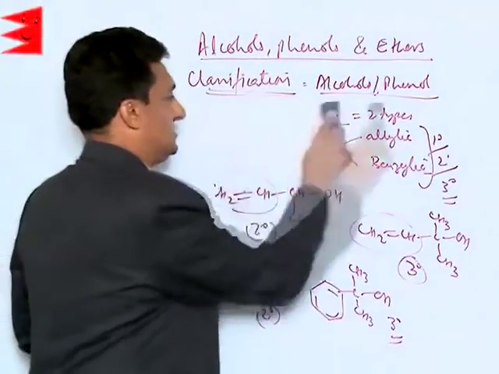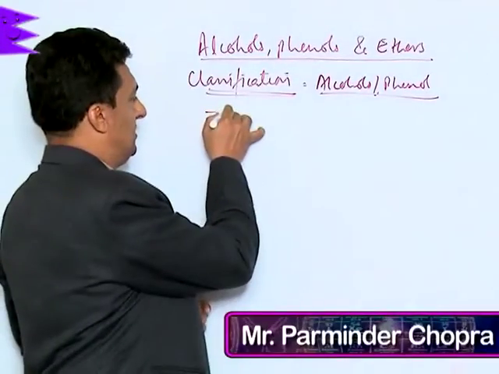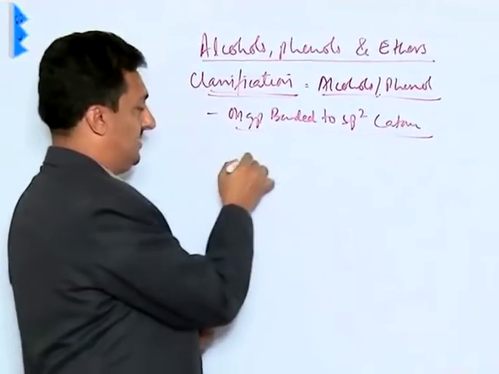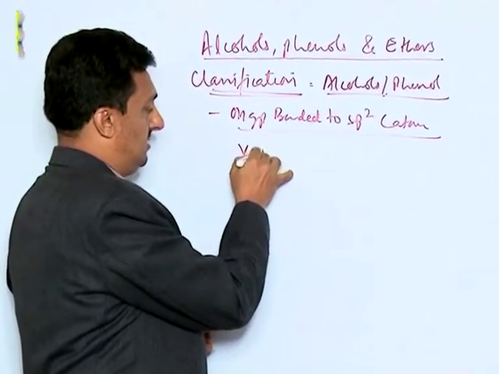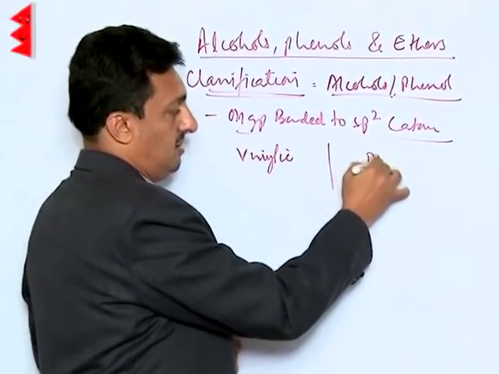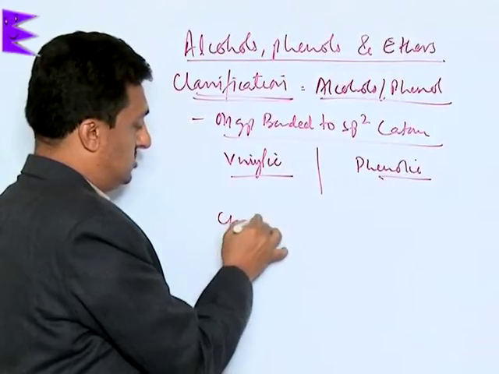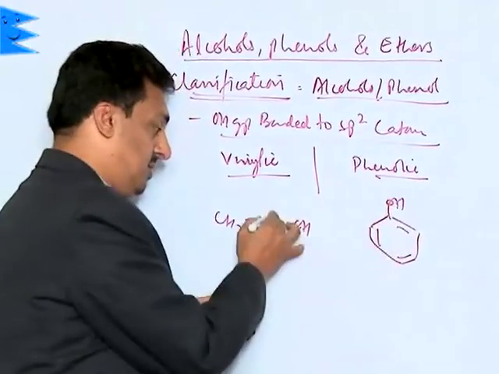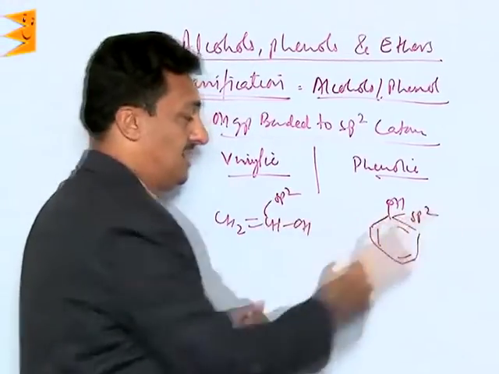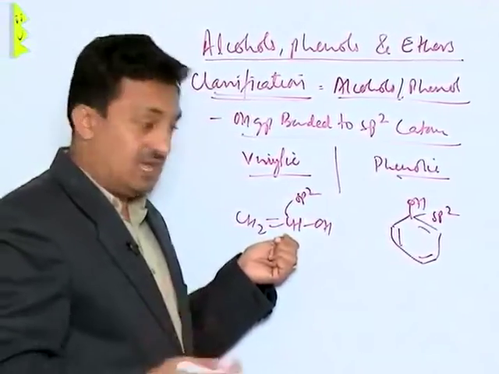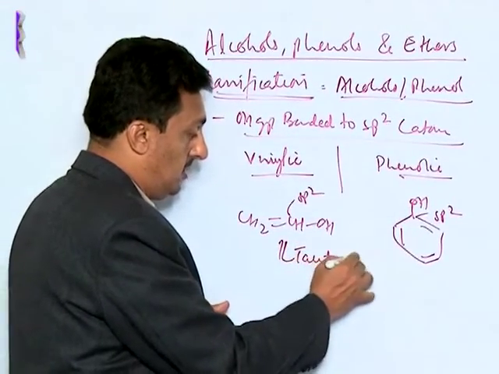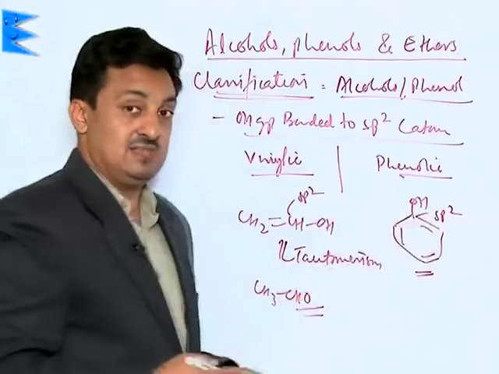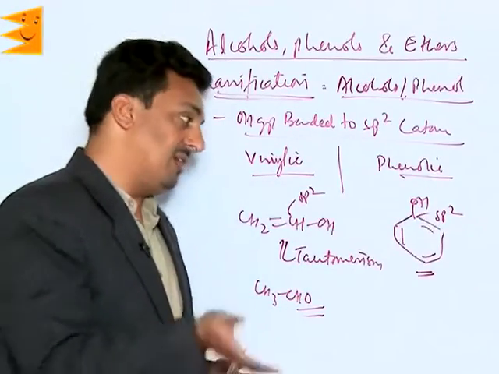Now the next category is OH group bonded to an sp2 carbon atom directly. So they can be either vinylic or phenolic, CH2=CHOH, or it can be like this. What we need to know is, in this, the OH group is bonded to an sp2 hybridized carbon atom, but the vinylic ones will not be stable because they will show tautomerism and get changed to their corresponding aldehyde or ketone, whereas the phenol, we know, is in an enolic form and is much more stable than its tautomeric form. That is why it always exists in this phenolic form.